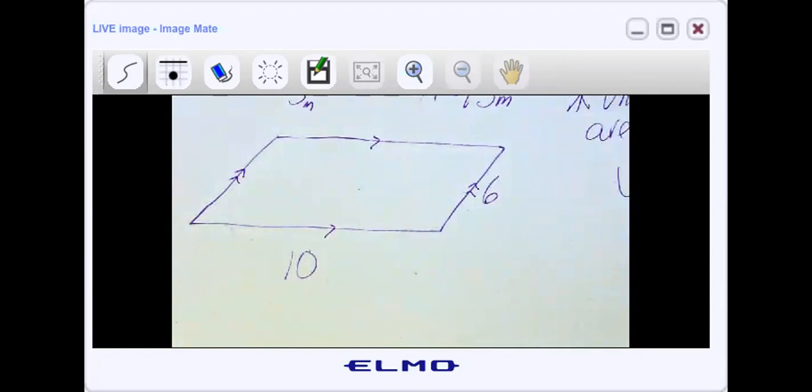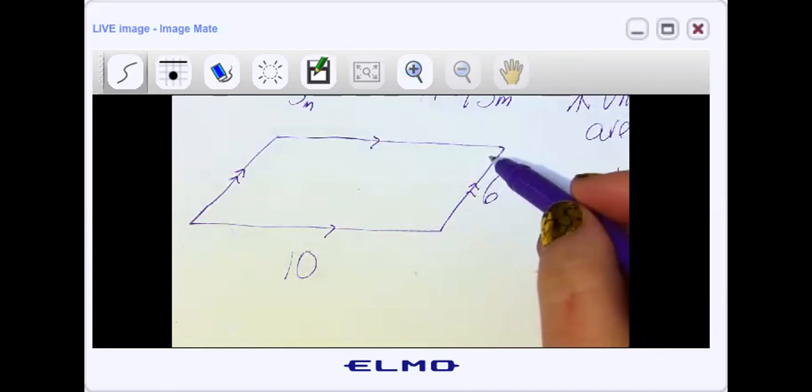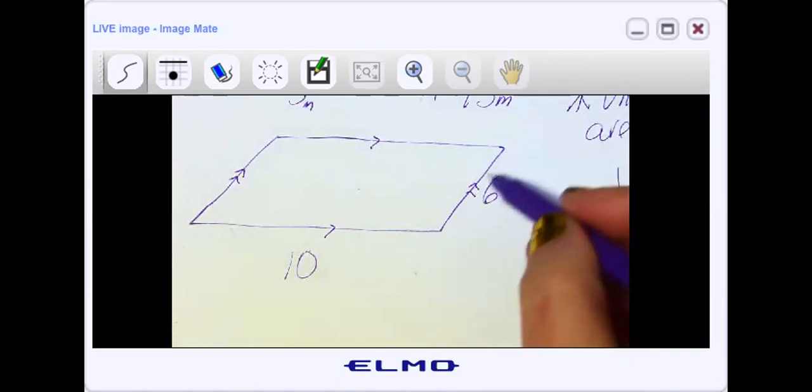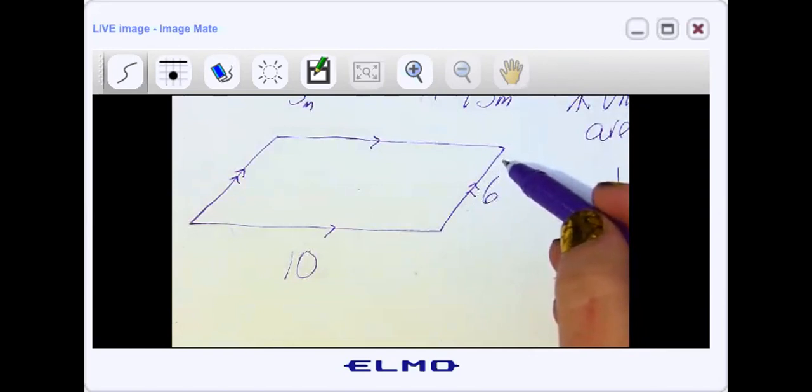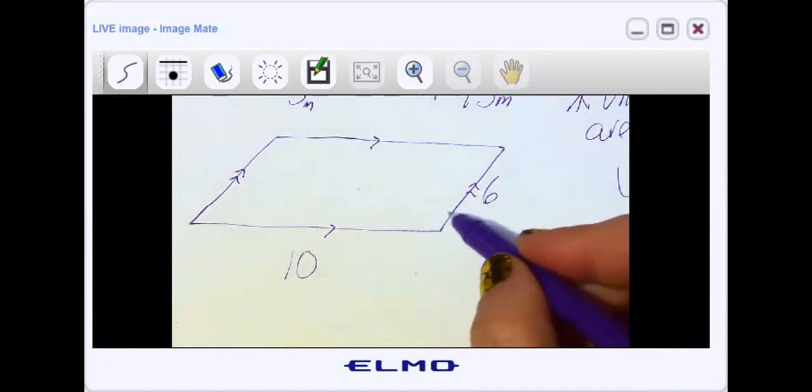What? Mrs. Sabia, you literally just said that you just do base times height. You're right, you do. The base is 10. The height is not 6. When was the last time you went to the doctor's office and they measured your height and you stood slanted like this? Never. That's not how we measure height. We don't measure height slanted. In order to be considered a height, it has to be perpendicular to the base. So if that were a 90-degree angle right there, then you'd be all set.